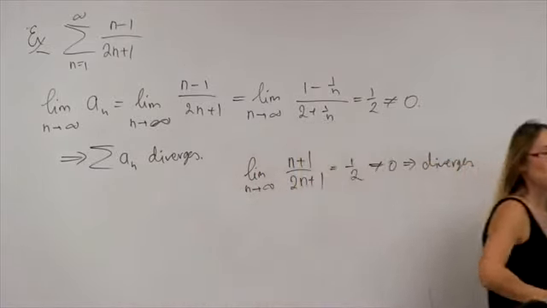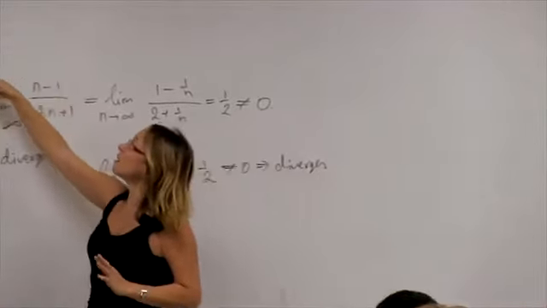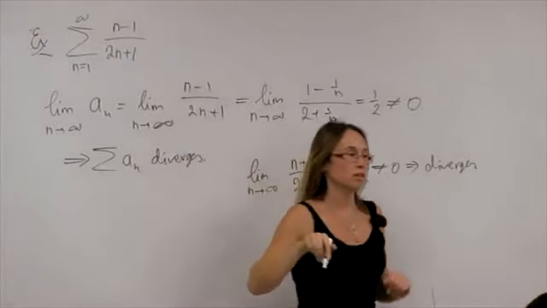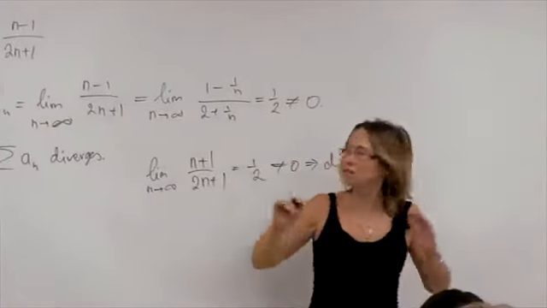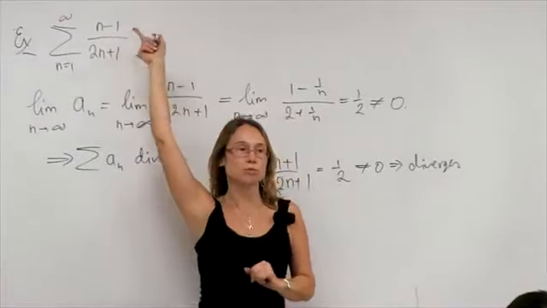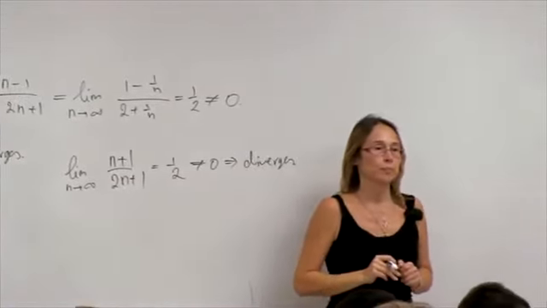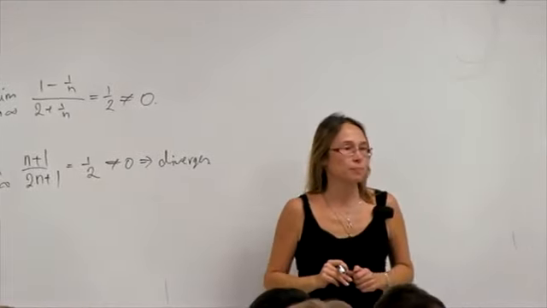My advice to you is that whenever you can show that these numbers don't go to 0, don't use any other test. Just check that first. If you see that these things don't go to 0 as n goes to infinity, then for sure the series will diverge. Okay. More questions?